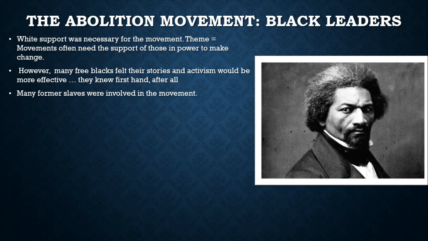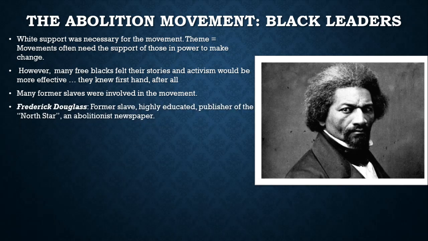So many former slaves got involved in the movement, the most famous of which was most likely Mr. Frederick Douglass, who was a former slave who was highly, highly educated. All right, highly educated. He was a brilliant writer, an extremely gifted orator, which means a public speaker. We're actually going to read one of his speeches later, okay? And he was also the publisher of the Northern Star, which was another abolitionist newspaper. So William Lloyd Garrison, he had the Liberator, but Frederick Douglass had the Northern Star, right?